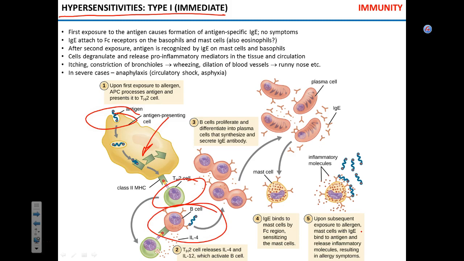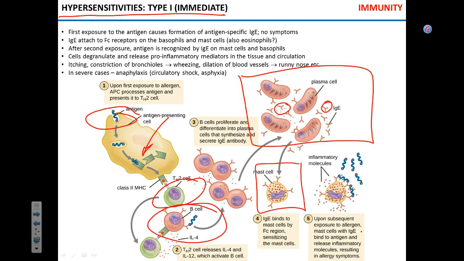Does that make sense so far? So this is what we call T cell dependent B cell activation. And these B cells start to produce antibodies called IgE. Well, they differentiate into plasma cells, let's be strict. And plasma cells produce IgE. And these IgE bind to mast cells, the histamine carrying cells in your connective tissue. And that's it. That's the first exposure. Nothing else happens.